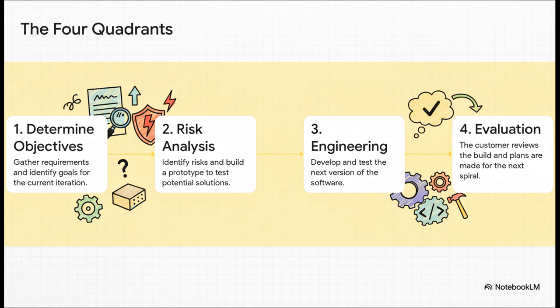Then you build a prototype to figure it out. Now, a prototype isn't the final product. It's a quick and dirty model designed to answer a question. Kind of like how an architect builds a small model of a bridge to see how it handles wind before they commit to building the real thing. Third, you actually engineer and test the next piece of the software. And finally, the customer takes a look at what you've built, gives feedback, and you start planning the next loop. And this just keeps repeating, with each spiral building on the last one.